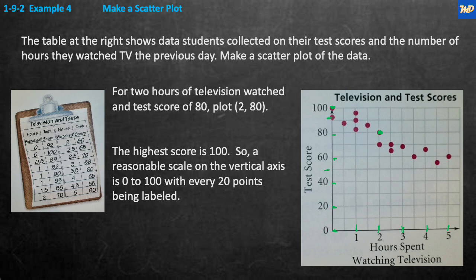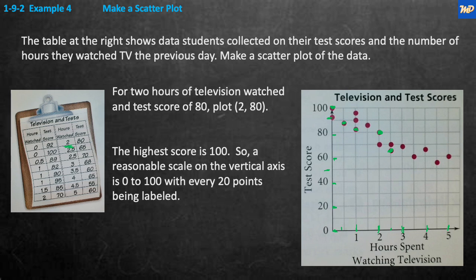And then they went down, 0.5 hours watched, and they had an 89. So 0.5 is here, and there's the 89 right there. And then they plot them out. 1 hour watched is 82. They watched for an hour, and they got an 82 right here. And if you go all the way around, on the second little graph over here, 2 hours watched and 80, that's the one we first plotted. How about 2.5 hours watched, 65? 2.5 hours, and they got a 65 right here. So what you see is all these dots being plotted. They just took them one by one from the table.